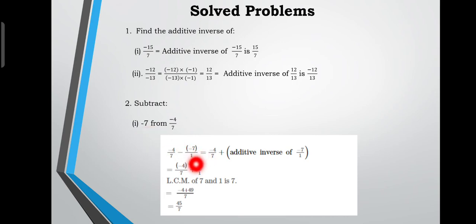So minus 7 by 1 is equal to... what is the rule for subtraction? Keep the first number the same, and for this minus we can write plus and take the additive inverse of minus 7 by 1. The additive inverse of minus 7 by 1 is positive, isn't it, children? It is positive 7 by 1. Now we have to check whether the denominators are the same. If not, we take the LCM, then equalize the denominators, then we can subtract. Understood, children, how to subtract rational numbers?